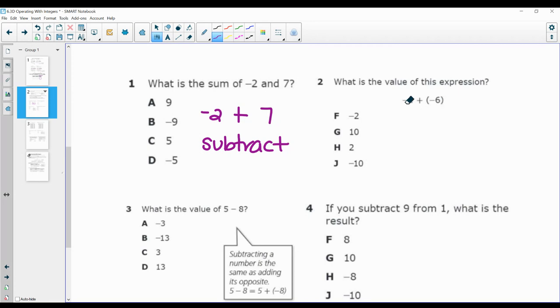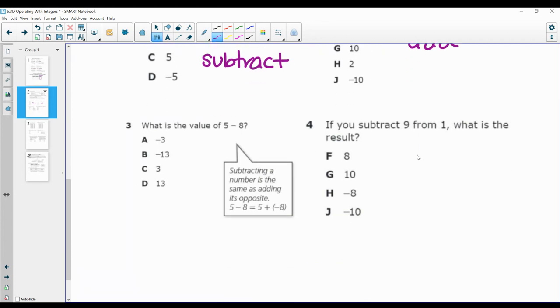For question number 2, what is the value of this expression? They're both negative, so go back and check what we said about both of them being negative. We're going to group them, put them all together, and then go back and check if the answer is going to be negative or positive.